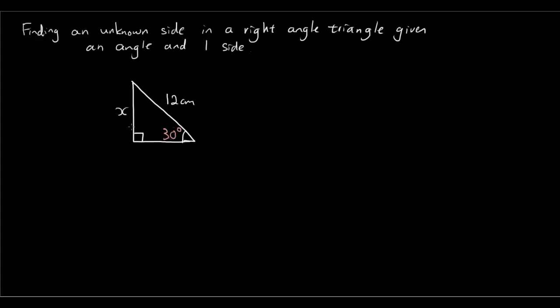So what do we do? The first thing we do is label the sides. So we write down this is the opposite and that's the hypotenuse. And from SOHCAHTOA we can see that the equation that involves opposite and hypotenuse is the sine equation. So we write out the sine ratio: sine theta equals opposite over hypotenuse.